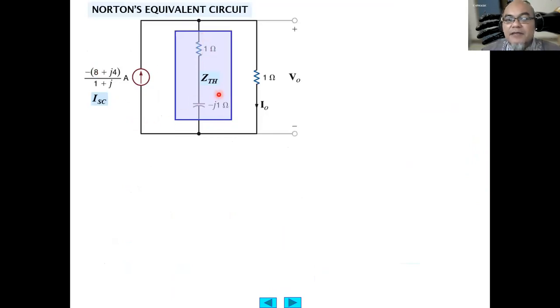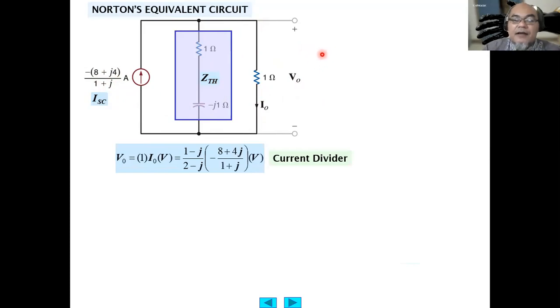The ZTH will be equal to the Thevenin equivalent impedance that we had calculated earlier when we solved using the Thevenin equivalent circuit. So from here, we put the ISC minus (8 plus j4) divided by 1j amperes, and the ZTH. To calculate the output, we need to calculate I output here, and we can use the current division formula: 1 minus j divided by this plus this, 2 minus j, multiplied by the current source.